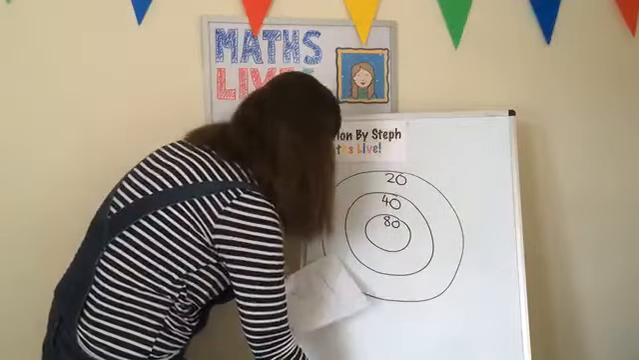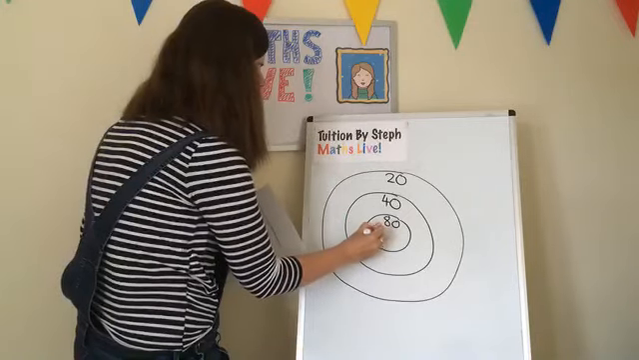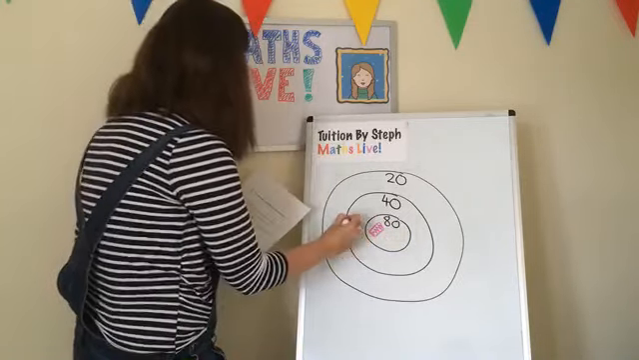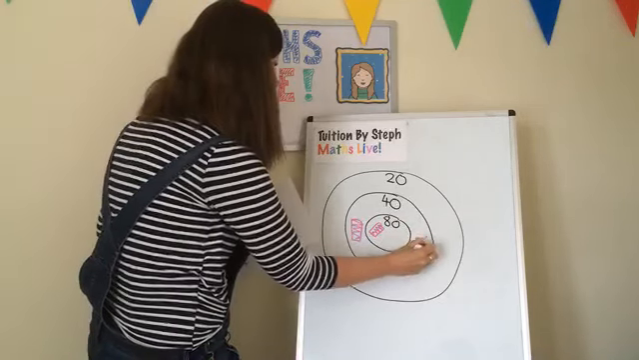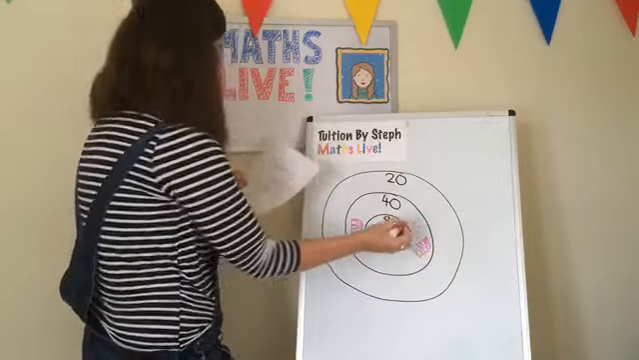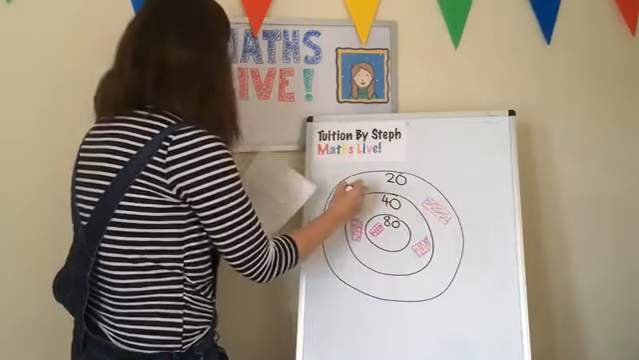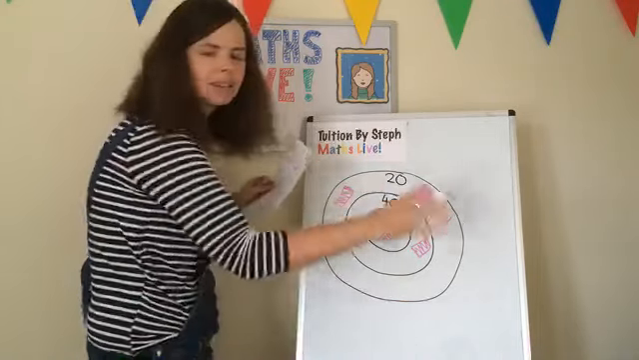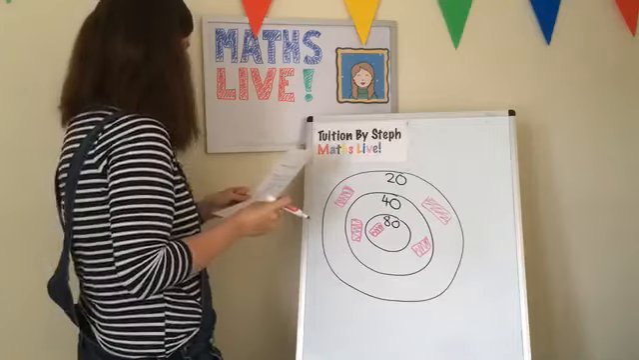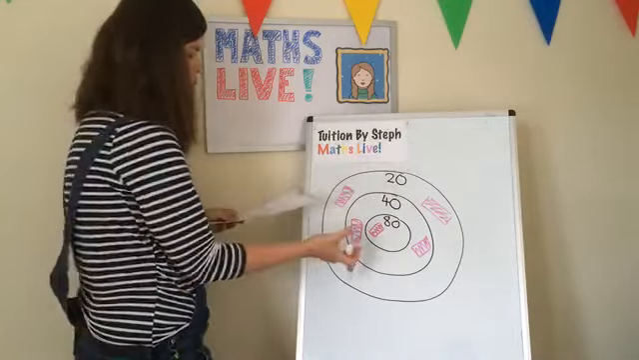And this is how the beanbags were thrown. So a beanbag landed here, and then a beanbag landed here, a beanbag landed there, a beanbag landed there, and a beanbag landed there. I'm sure some beanbags didn't go in, but that doesn't matter. So it's a game which involves children throwing 5 beanbags into some hoops to score points.